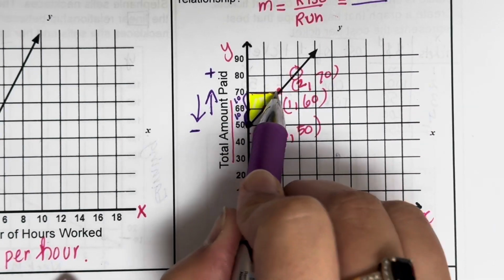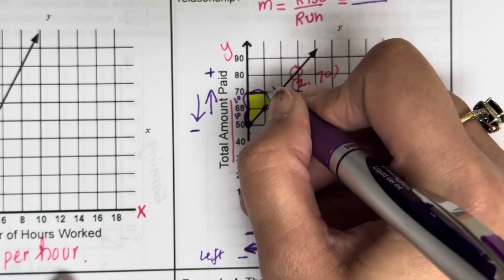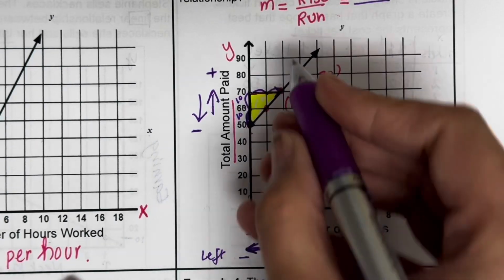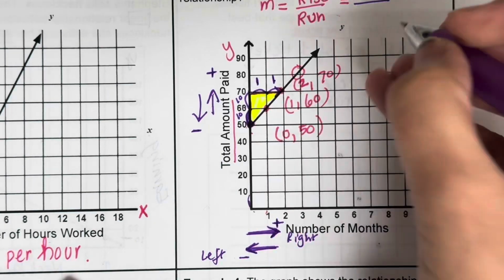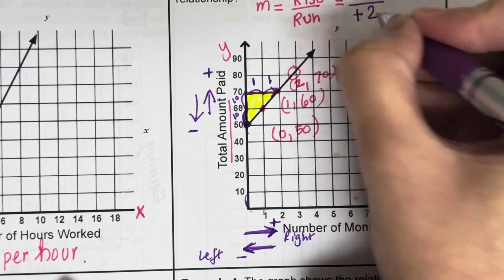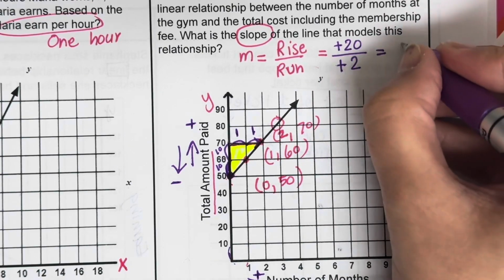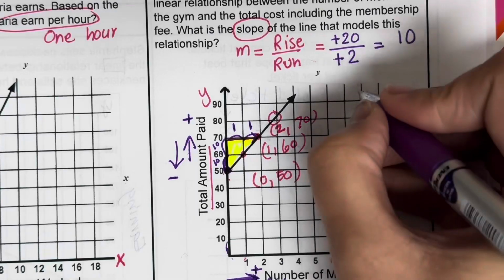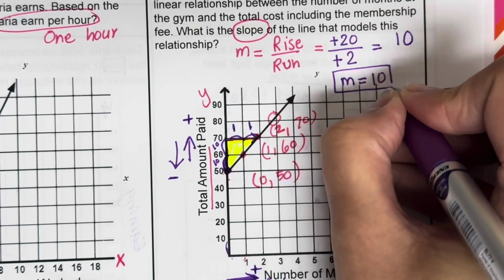So this time I'm going to the right. Now I have to see how many boxes. I went 2 boxes, but how much is each box? So look at the bottom. Each box is 1. So this is 1, another 1. So that's basically plus 2. So 20 over 2, simplify, it is 10. So your slope, or the value of m, is 10. Box your answer.